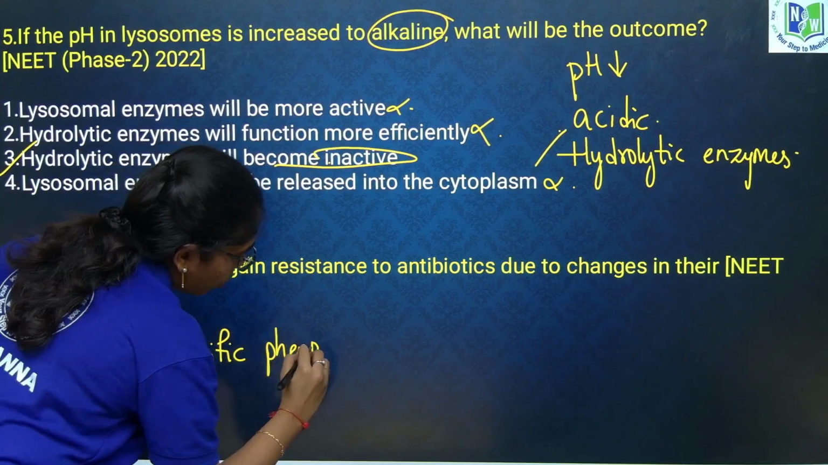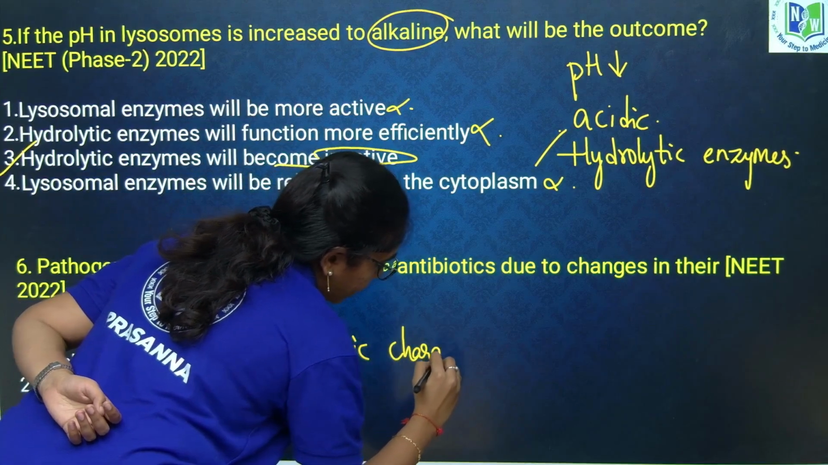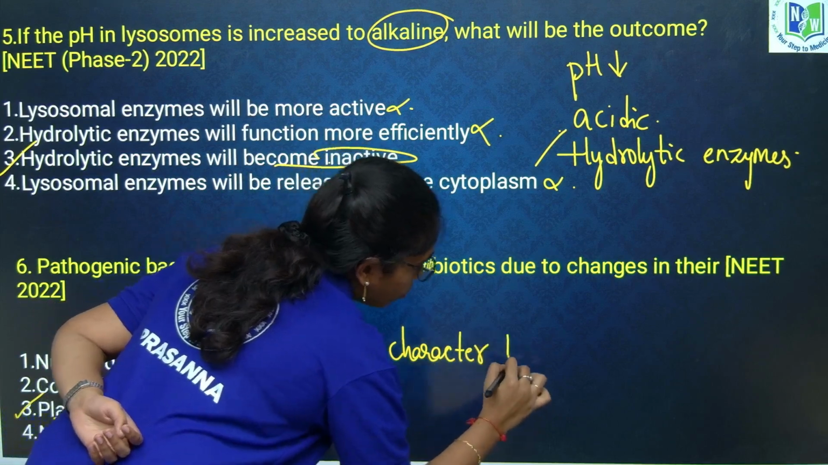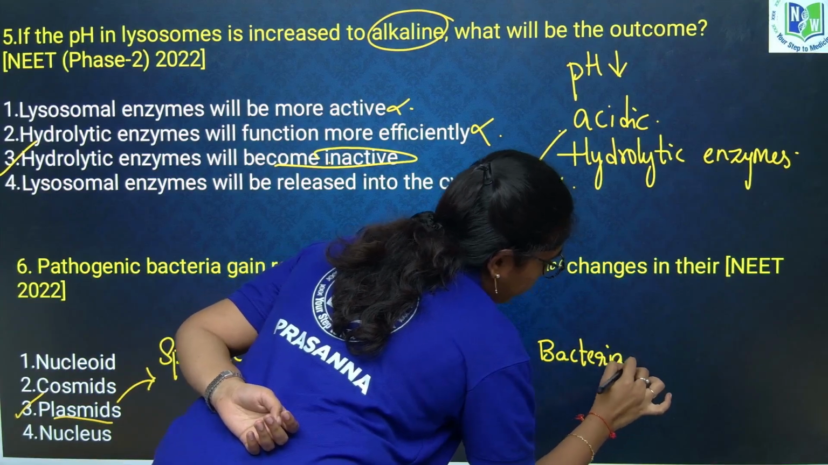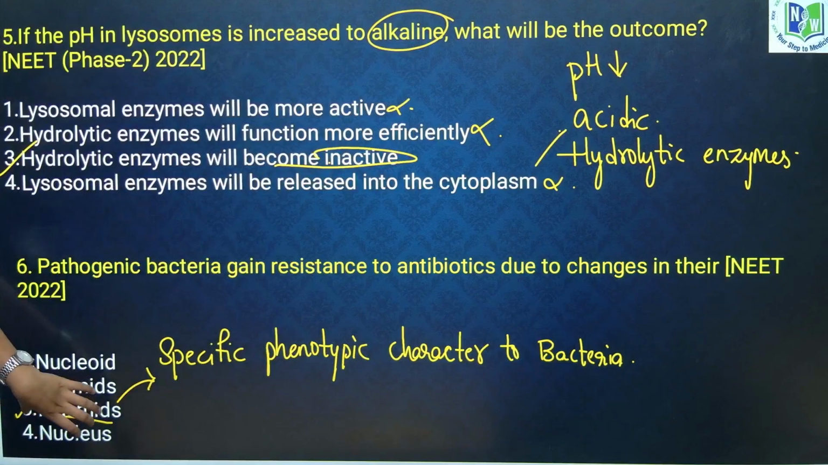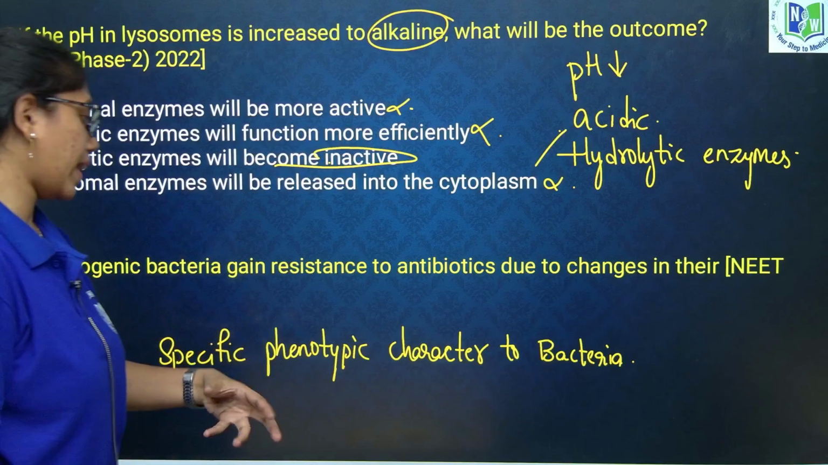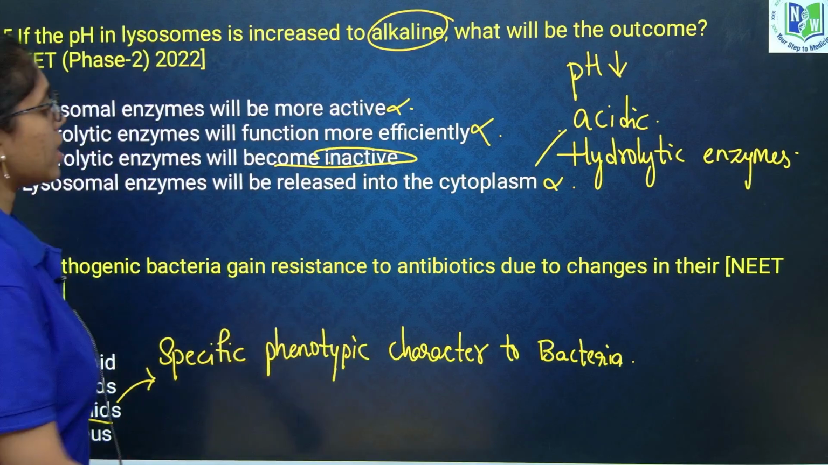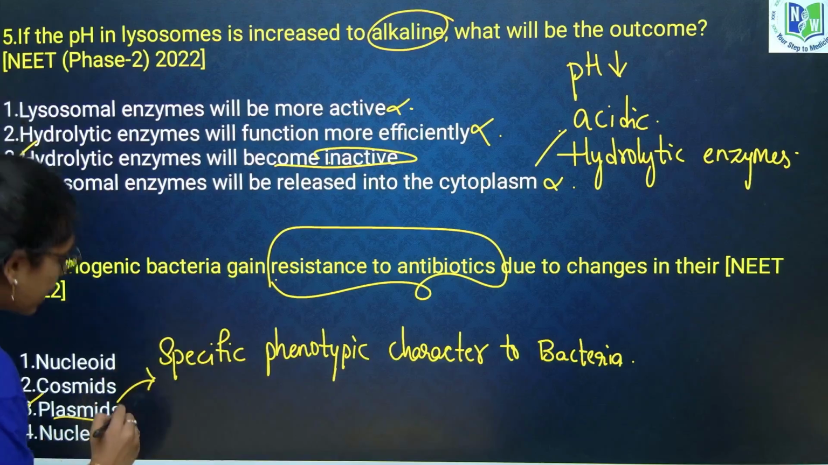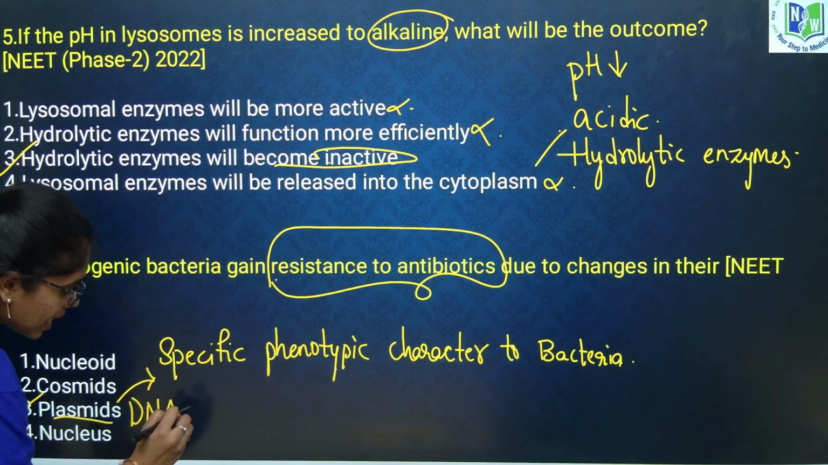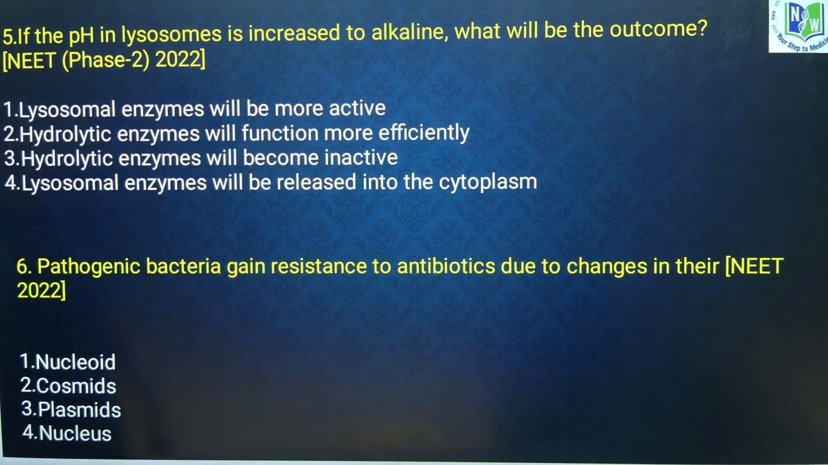phenotypic character to bacteria. They give out the specific phenotypic character to the bacteria. One such phenotypic characteristic feature is resistance to antibiotics, that is given by plasmid DNA, which is also called extra chromosomal DNA.